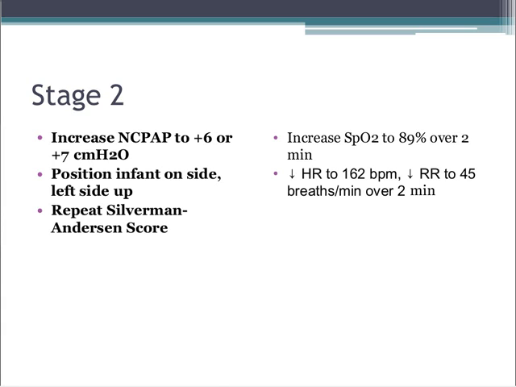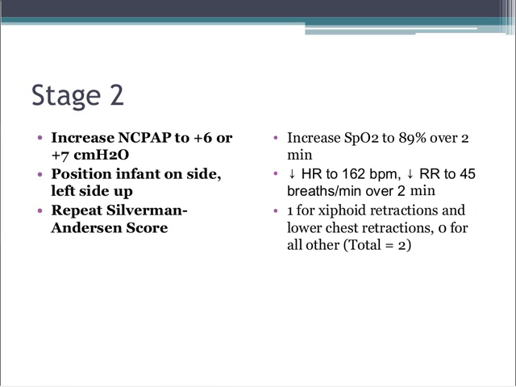After this, it would be helpful for them to repeat a Silverman-Anderson score to see how the patient's respiratory status and work of breathing has changed. And if they do that, it will have dropped from a 6 to a 2, so they'll get a +1 for xiphoid retractions and lower chest retractions, but 0 for all others. So they have done some good for the patient, so that should make them feel good.